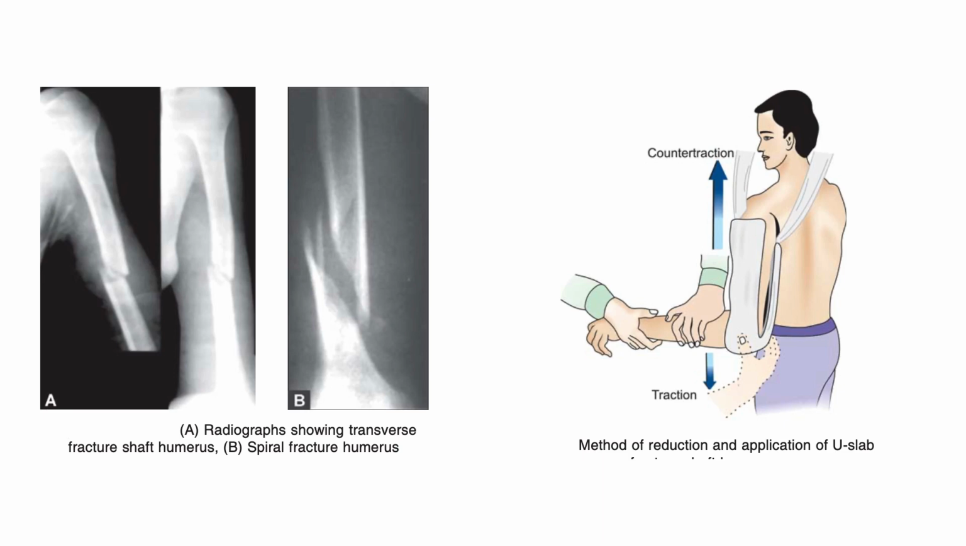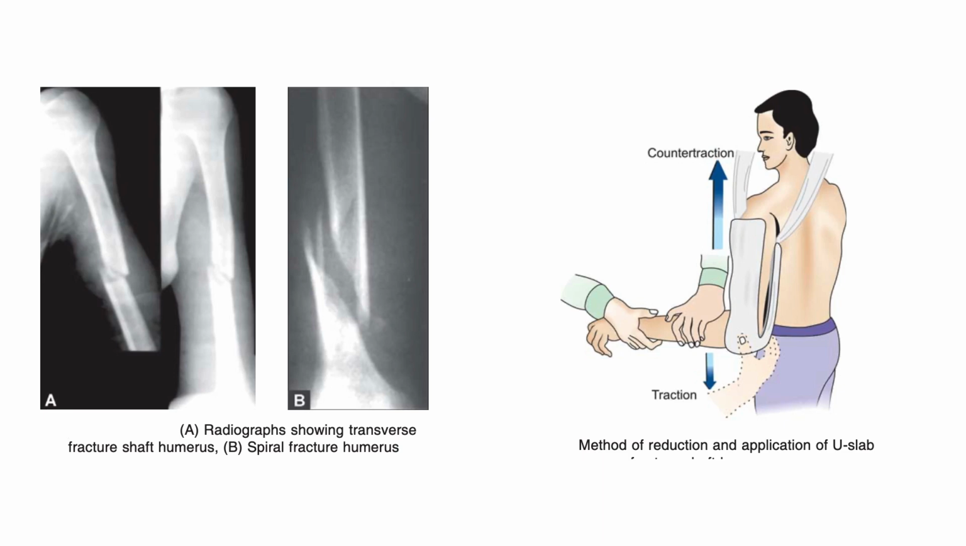Also, radial nerve injury is very common in this type of fracture because it can occur before reduction, or sometimes even after closed reduction, because the nerve gets trapped between the fracture fragments. And this is the only fracture in the body which is known to show this peculiarity.